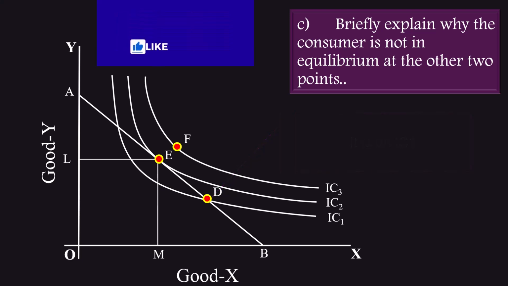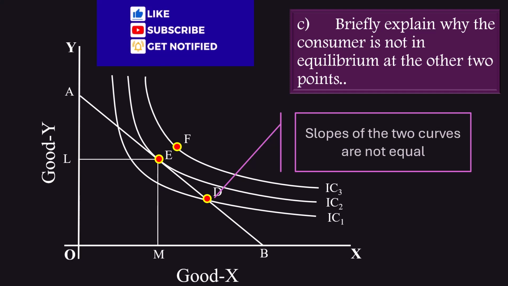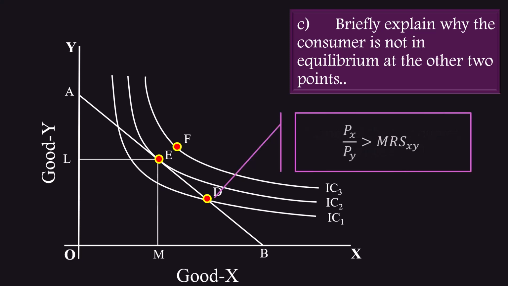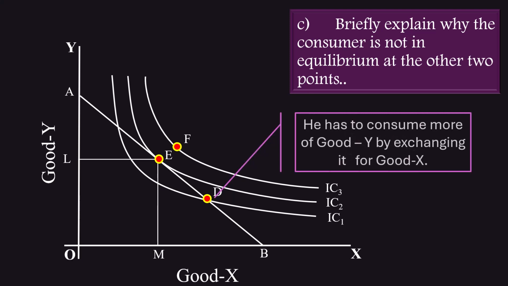2. The slopes of the IC and the price line are not equal. The slope of the price line is greater than the slope of the indifference curve. It means that the price ratio Px by Py is greater than marginal rate of substitution of x for y. So, in order to maximize his satisfaction, he has to consume more of good y by exchanging it for good x. Finally, he will reach the point E.